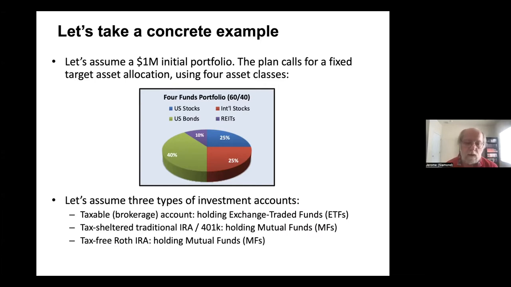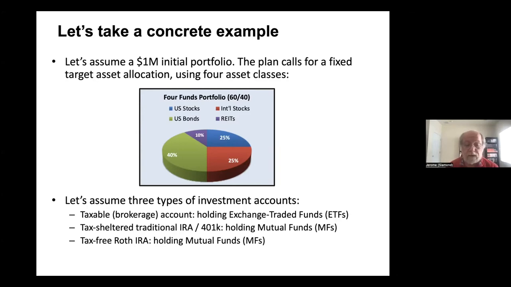Now, there are all sorts of reality checks that I would like to point out through my examples. One of those reality checks is that an asset allocation is something that should be defined over your entire portfolio. But real life being what it is, you probably have multiple types of investment accounts.